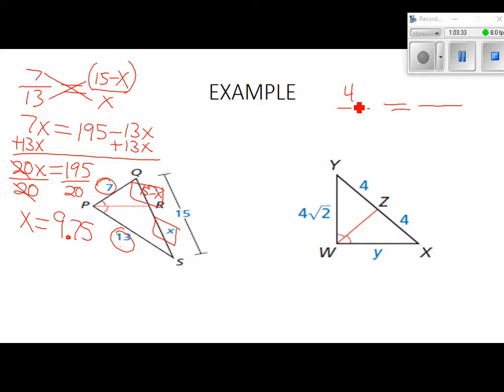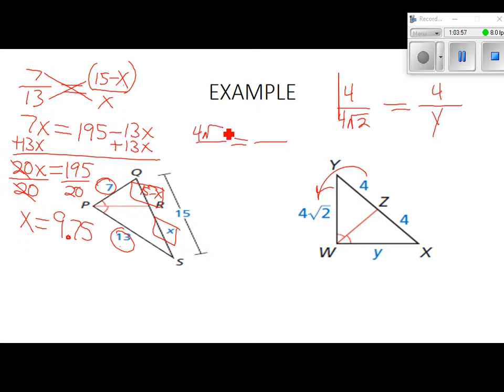We could go this way. 4 over 4 radical 2. I'll do that. So 4, that over that, and then 4 over what? Y. Now, we'll come back to that here in a second and solve that. I don't like setting it up that way. I want to set it up a different way. What's another way we could have set it up? You guys set this one up the way I want to set up this one.